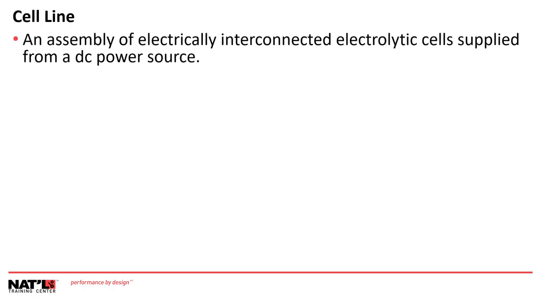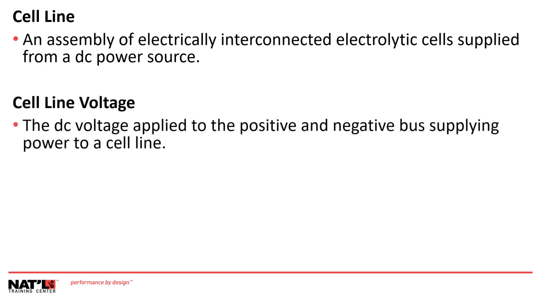Cell line. An assembly of electrically interconnected electrolytic cells supplied from a DC power source. The term cell line can be found in both NFPA 70, the National Electrical Code, and NFPA 70E on electrical safety. This is a term that we see quite often in NFPA. It's also what you may have heard referred to as a battery bank. The technical term is cell line. Cell line voltage. The DC voltage applied to the positive and negative bus supplying power to a cell line.